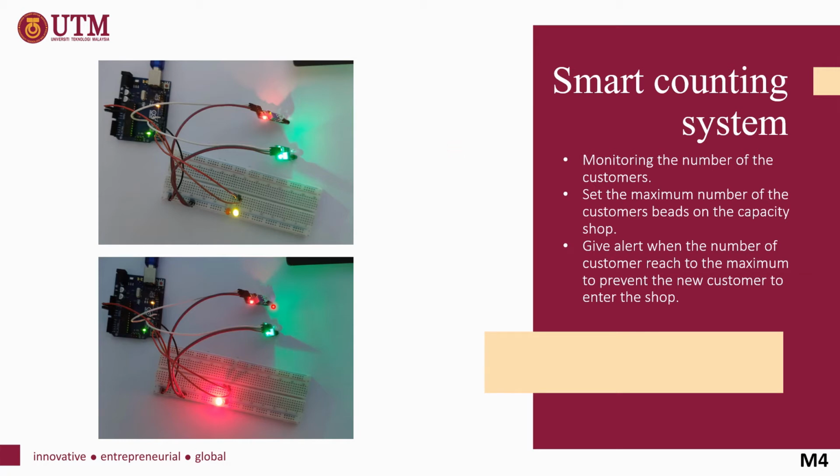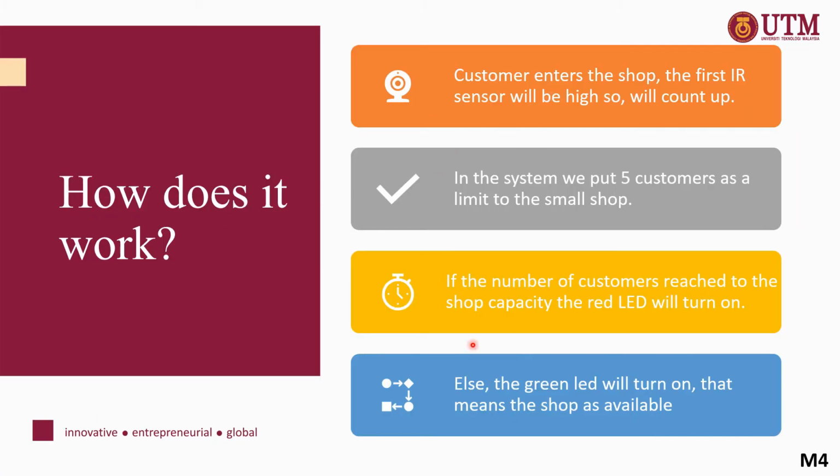Okay, how the system will work. We have two IR sensors. The first IR sensor will count up. If the first IR sensor is high, it means the customer goes in and it will count up. If the second IR sensor is high, that means the customer goes out and it will count down. So these are the steps. First of all, check the IR sensor. If the first IR sensor is high, that means the customer goes in and it will count up.